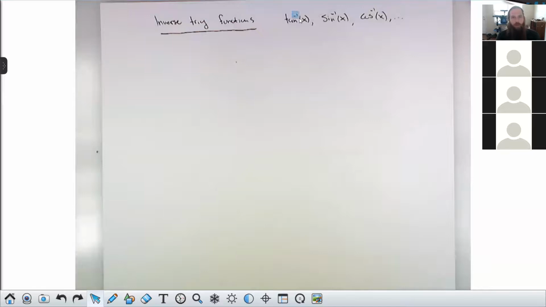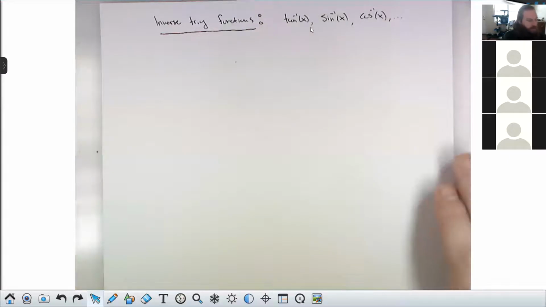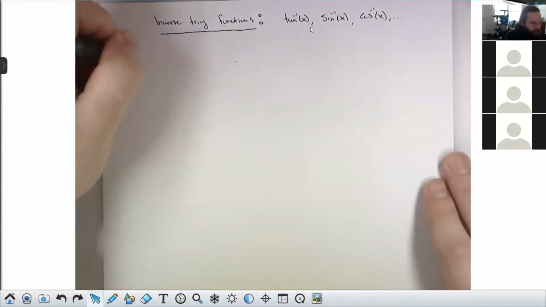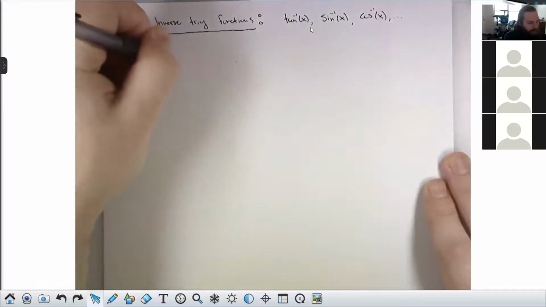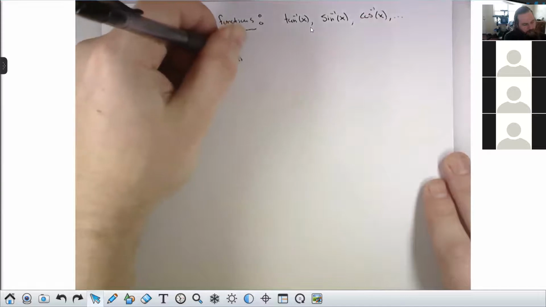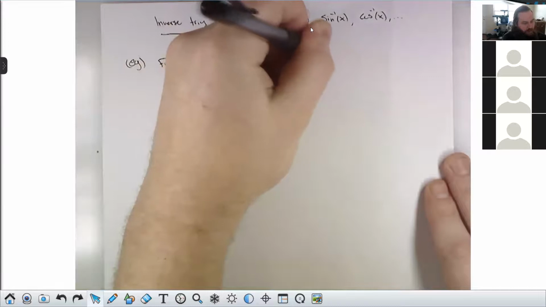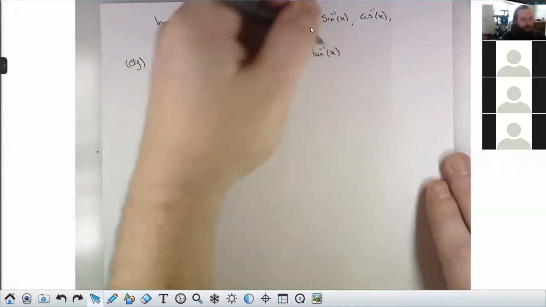And remember, this is not a power, right? This superscript here, tan inverse, is not the same as 1 over tangent. That's not what we mean by that. We mean inverse in the functional inverse sense. So how can we find the derivative? Let's do it. Let's find the derivative of y equals inverse tangent of x.